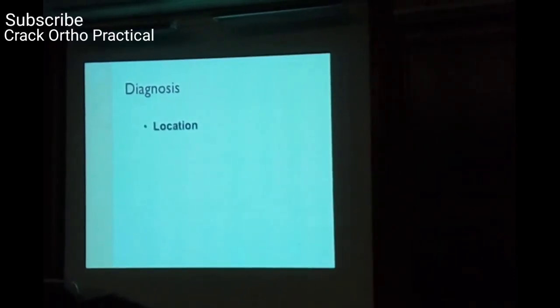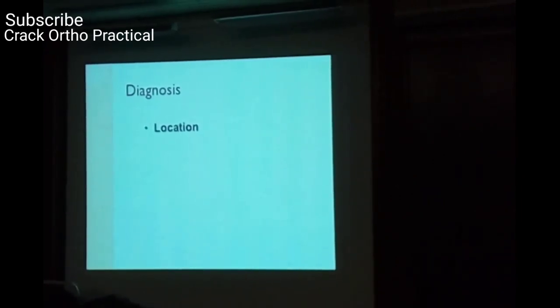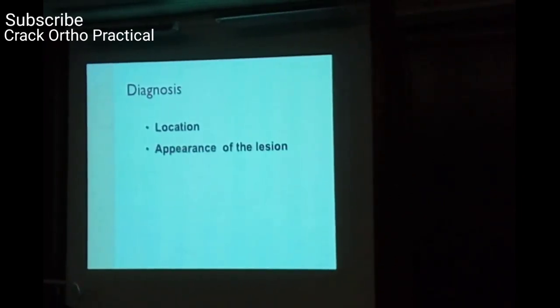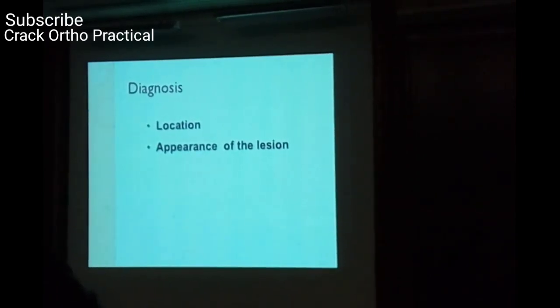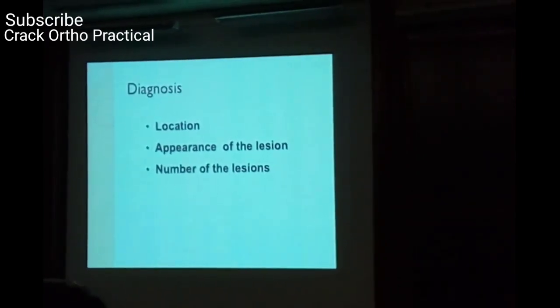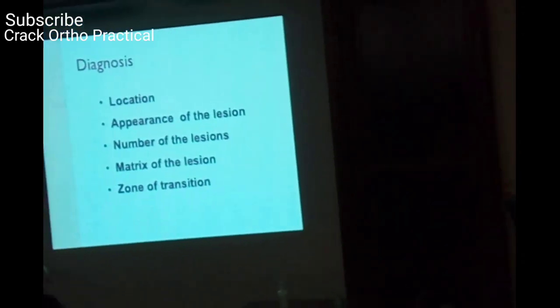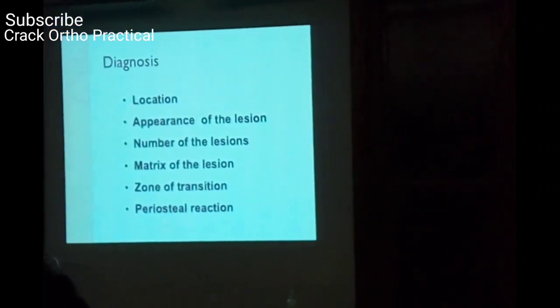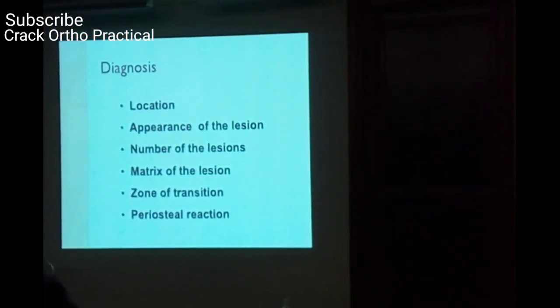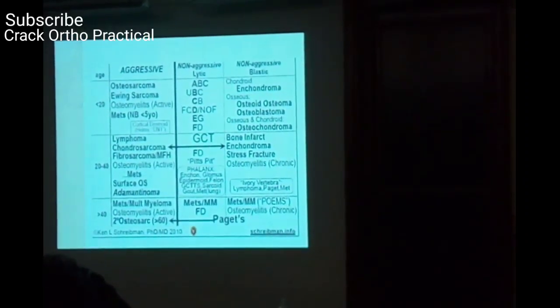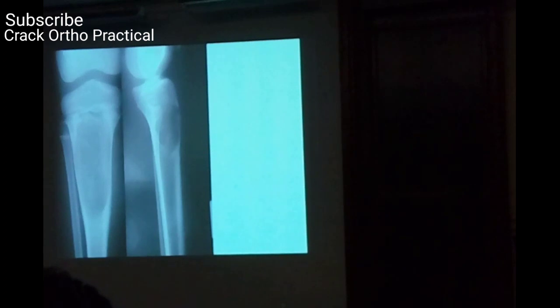So let me repeat again: the tumor diagnosis is based on the location, whether it is epiphysis, metaphysis, diaphysis, central, eccentric, the appearance of the lesion, whether it is lytic or blastic, the number of lesions, the matrix of the lesion as we have seen, and the zone of transition. Periosteal reaction indicates that mainly the tumor is malignant. We are again coming to the same chart. If you remember this chart, I think you can figure out what differentials to give. So let's start one by one.